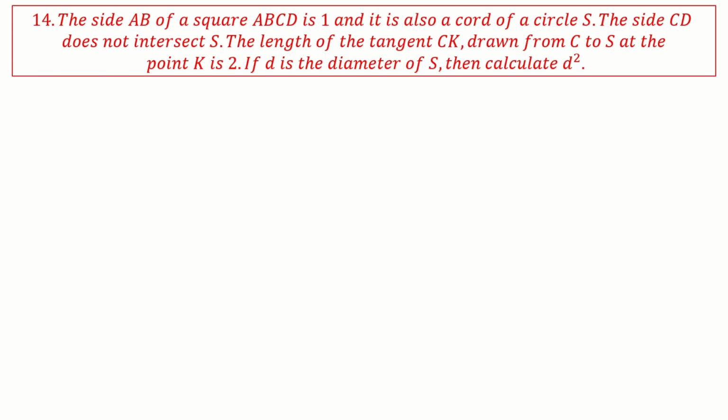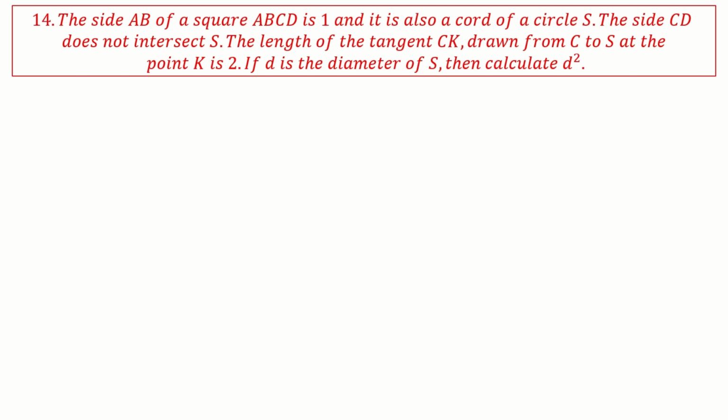The side AB of a square ABCD is 1 and it is also a chord of a circle S. The side CD does not intersect S. The length of the tangent CK drawn from C to S at the point K is 2. The tangent length is 2, more than the side of the square. If D is the diameter of the circle S, then calculate D squared.